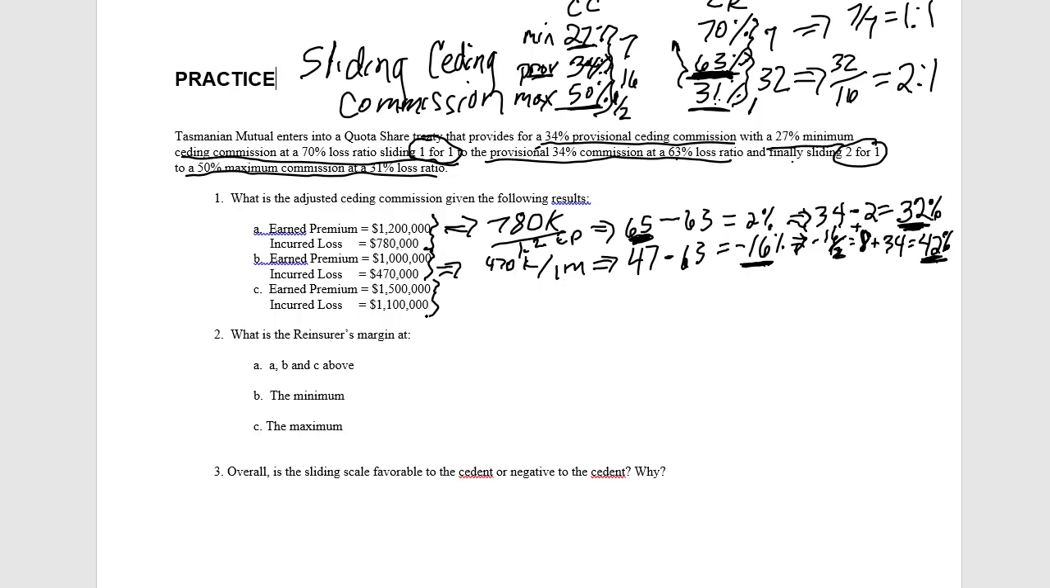Now let's look at the third loss ratio. 1.1 million divided by 1.5 million equals 73%. This one's pretty easy because the 73% is up here above our maximum loss ratio or minimum ceding commission. So we just write 27%.